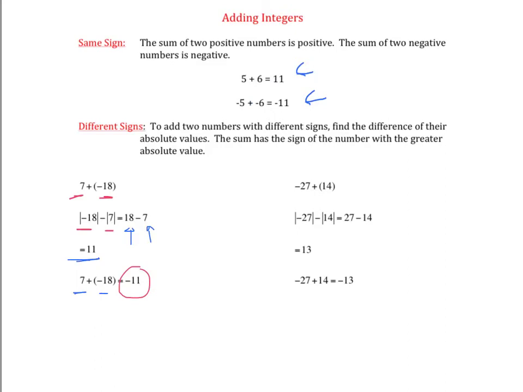And again, I can do another example. Negative 27 plus 14. I find the difference of their 2 absolute values, and I see that it is 13. Now, is it going to be positive or negative? And that's going to be based on the absolute value of the greater one. So the greater absolute value is negative 27, so my answer is going to be negative 13. So negative 27 plus 14 is negative 13.